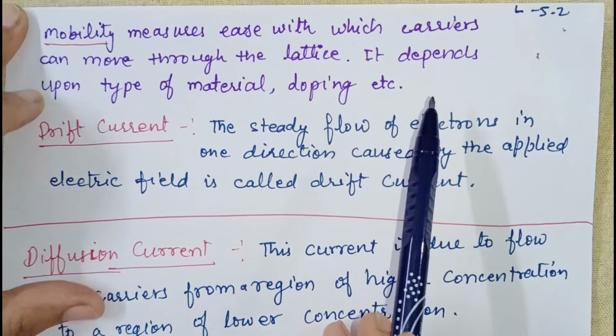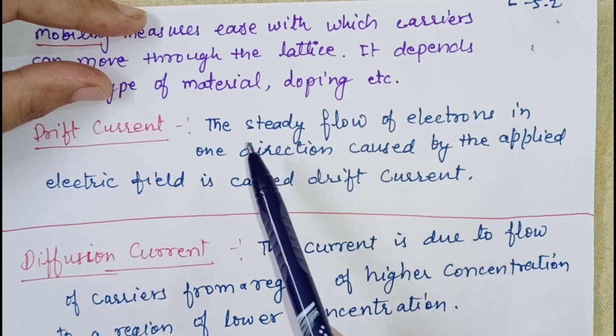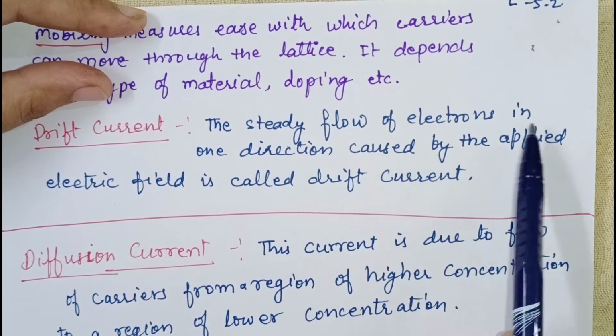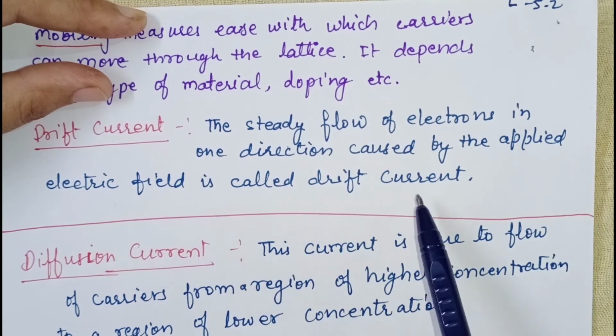So we can define the drift current as the steady flow of electrons in one direction caused by the applied electric field is called drift current.